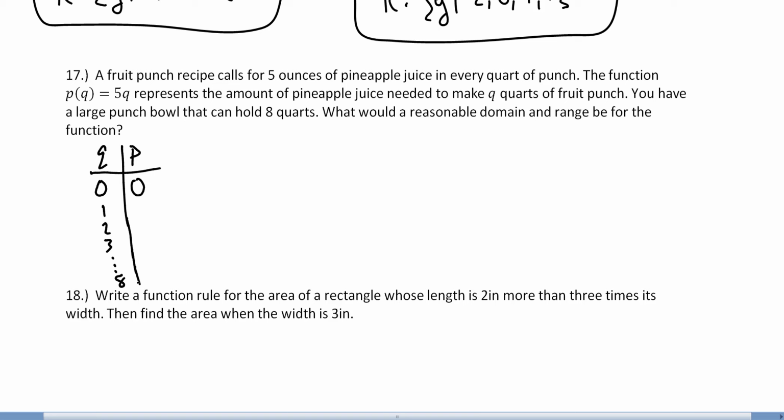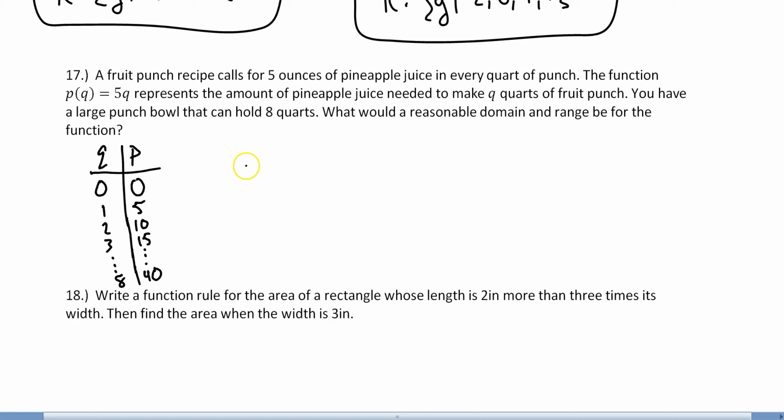And so as I start plugging values in here, if I plug the 0 in, I get a 0, obviously. If I plug the 1 in for q, I get a 5. If I plug the 2 in, I get a 10. If I plug the 3 in, I get a 15. And then jump all the way down to 8. If I plug an 8 in, which is the most I can make, the most I would need then is a 40.